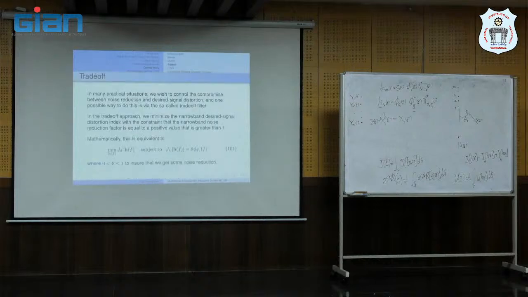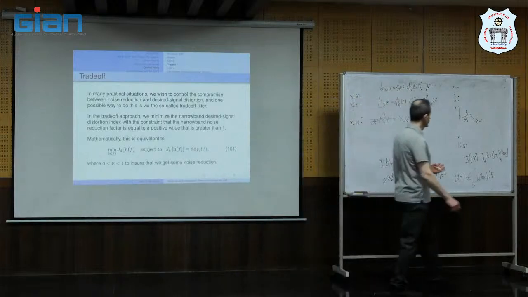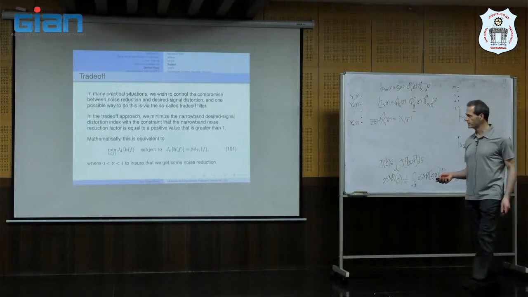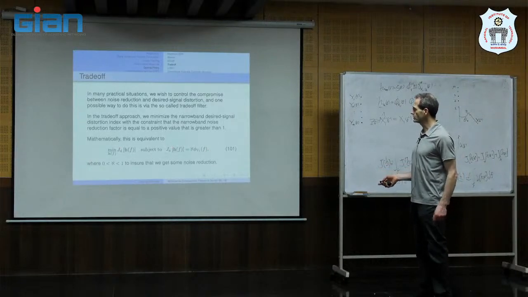Trade-off. So we saw that the MSE can be written in such a way that it contains two components, so we can add here a parameter mu, which will control the trade-off between noise reduction and signal distortion, or to put it like this.